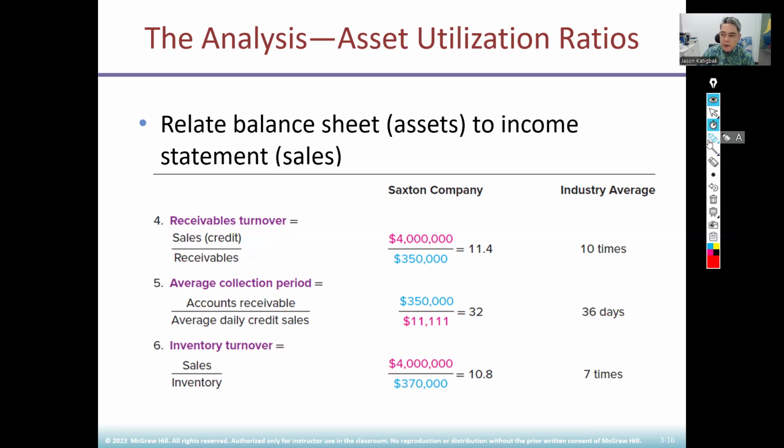So what does it say? You have 4 million for Saxton. You have 4 million of credit sales in the given period of time, divided by the amount of receivables of 350,000. So you have 11.4 times of turnover. This is the number of times of turnover of receivables. Basically, how many times you collected it in a given year? So 11.4 times, think about it in terms of months. So you almost collect it on a monthly basis.